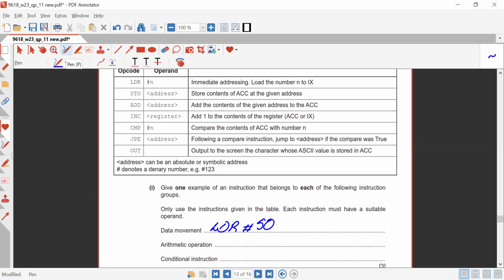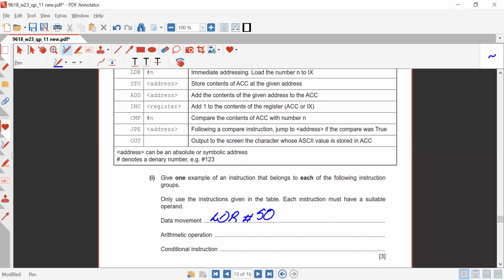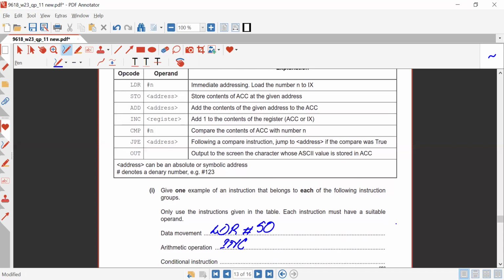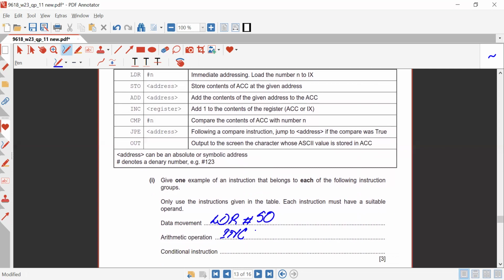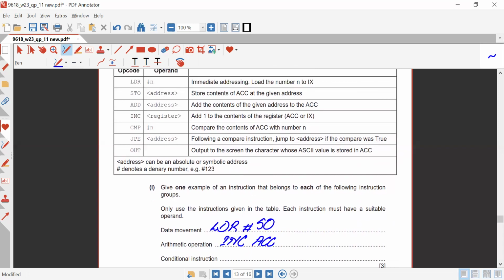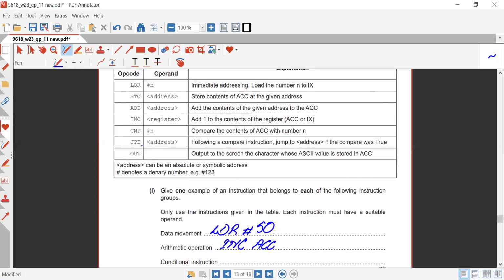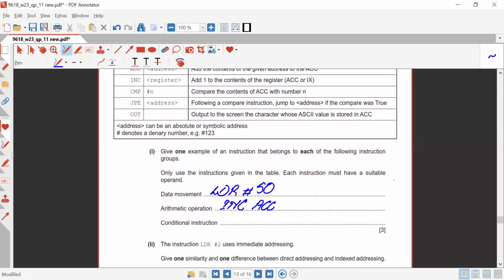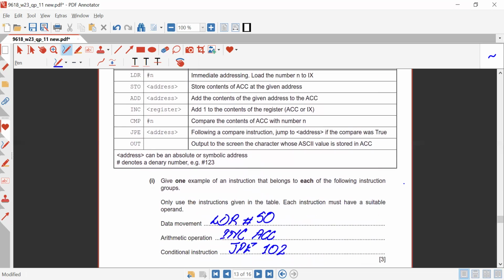Now, arithmetic operator. What could be the arithmetic operator? It could be add, subtract, increment, decrement. So I can write increment, and after the increment, the register. I can increment the index register, or I can increment the accumulator, whichever register is provided over here. So I can write increment accumulator. Now the conditional instructions are JPE and JPN. Over here they have given me JPE and an address. I can write any address I want to, because the addresses are not provided over here, so I can take any address.